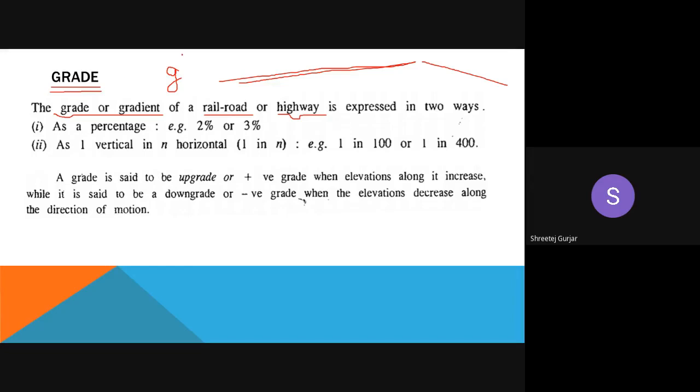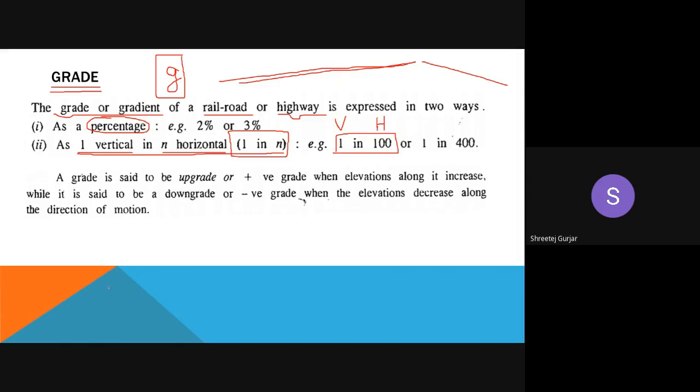And this grade g can be expressed in two ways. It can be expressed either in terms of percentage or in terms of 1 in n. I hope you are familiar with this 1 in n representation of a slope. Take the example of 1 in 100. Let me explain this 1 in 100. 1 is vertical and n is horizontal. So v is 1 and h is 100, where v is the vertical distance and h is the horizontal distance.